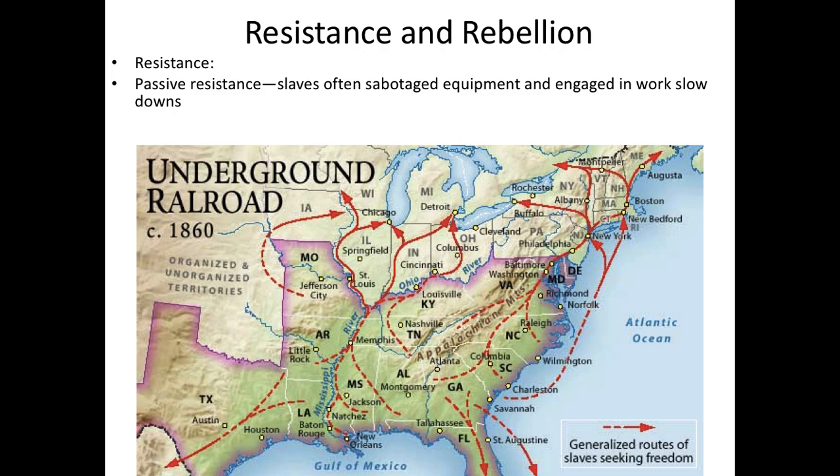Another thing you might do, if you were a slave in the plantation house, is spit in your master's food. You might poison your master's food. But again, you always had to be careful with this passive resistance because if you got caught, you would be open to punishment.